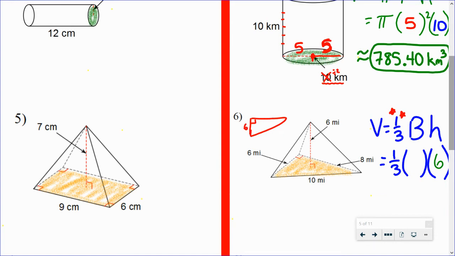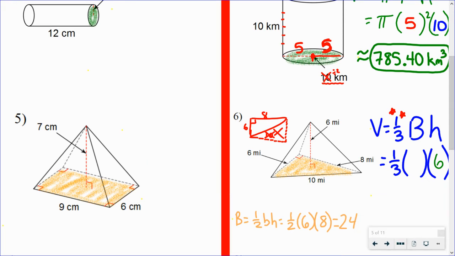I notice we got a 6 here, we got a 10 here, we got an 8 here. We don't need that 10. Remember, to find the area of a triangle, we're going to take the full rectangle and then cut it in half. Therefore, all we need is the 6 by 8, which is 48. Cut it in half, which is 24, and that being our base, we can substitute that in.